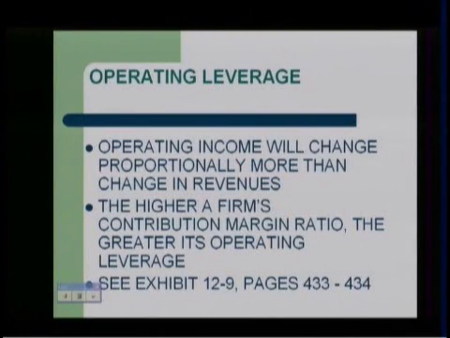The next topic we want to talk about in this chapter deals with operating leverage. Operating income will change proportionally more than changes in revenues. And what that means is that your operating income goes up or down faster than your changes in revenues. The higher a firm's contribution margin ratio, the greater its operating leverage. And in your book on page 433, they give you some good examples of how this changes. Especially relevant to you would be the very bottom of page 433 in that little box, where they talk about company A's operating leverage and company B, which has a higher operating leverage. And you'll notice that the changes there are based on their contribution margin.